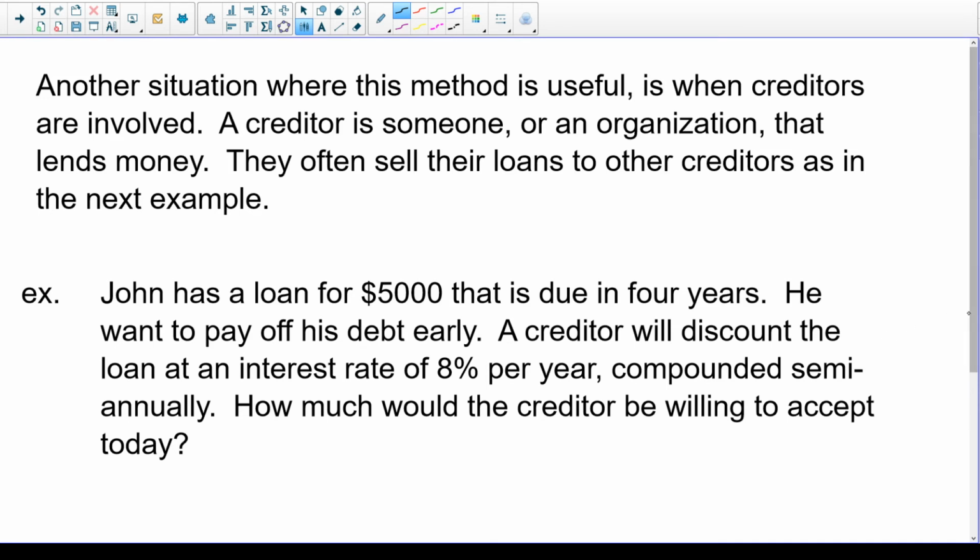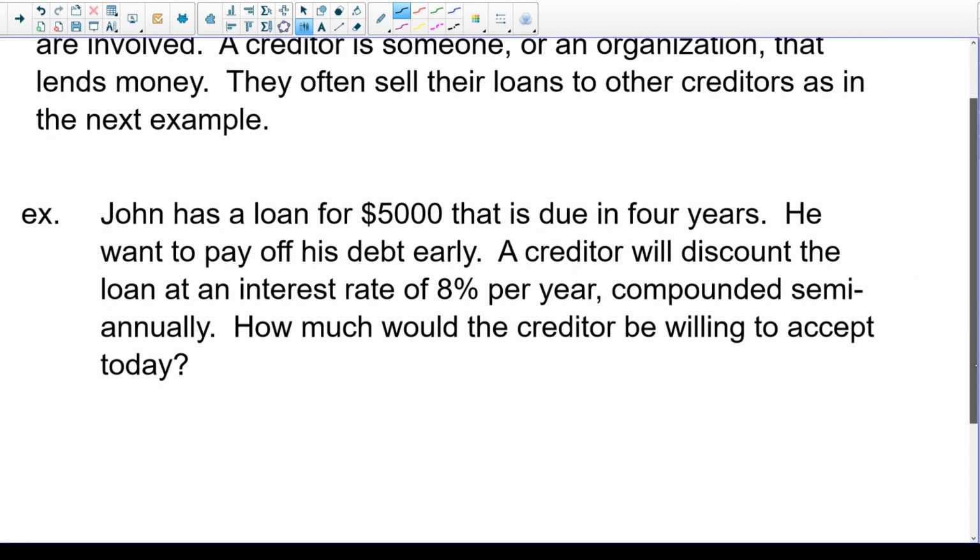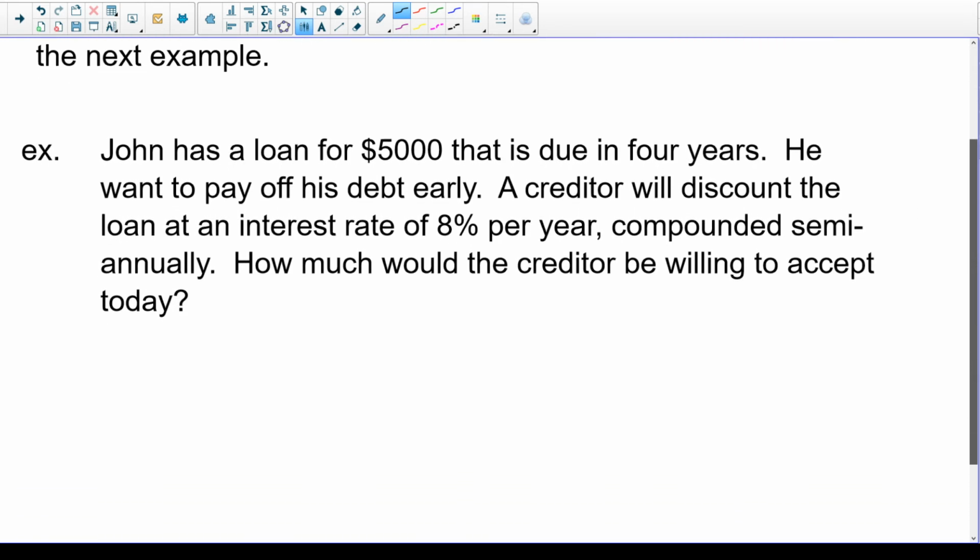So like I said, very, very specific scenario, but it can happen, all right? So here's an example. John has a loan for $5,000 that is due in 4 years. He wants to pay off this debt early. A creditor will discount the loan at an interest rate of 8% per year compounded semi-annually. How much would the creditor be willing to accept today?